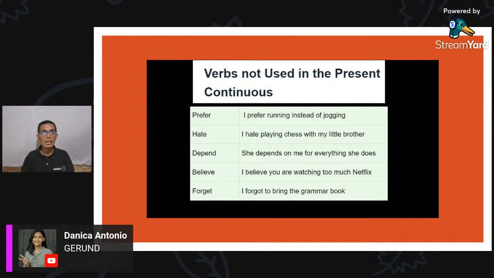Okay? Next, I hate playing chess with my little brother. So, hate ang ating pinaka main verb, hindi yung playing. Next, depend. She depends on me for everything she does. So, our main verb is depends. Next, we have believe. I believe you are watching too much Netflix. Okay, I forgot to bring the grammar book. So, our verb there is forgot. Okay, not bring. So, yun po yung examples ng verb that are not used in the present continuous. Okay, that is the end of our slide.